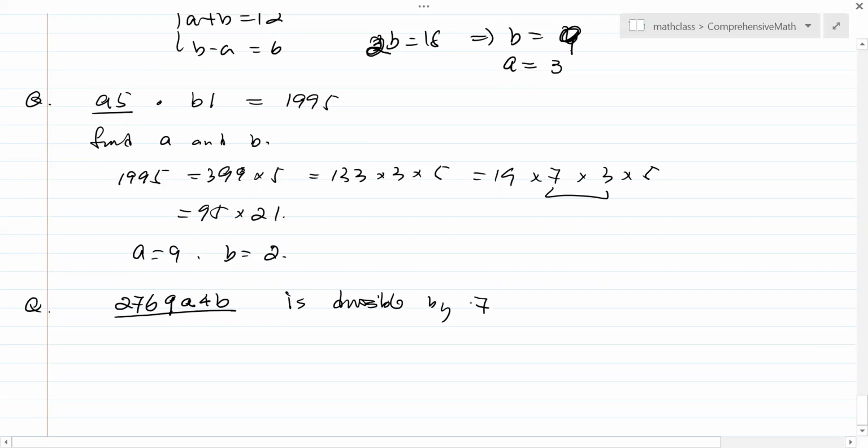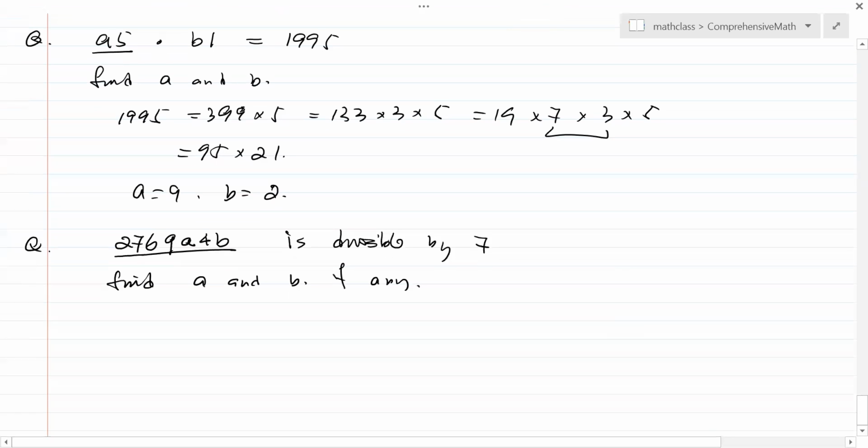We're interested in 7. Find the A and the B, if any. So you cannot just try that, because they're not determined. How to determine the values A and B? Maybe you have multiple solutions. We already learned how to divide a number by 3, by 9, by 11. We have the rules, but we don't have any rules for this.